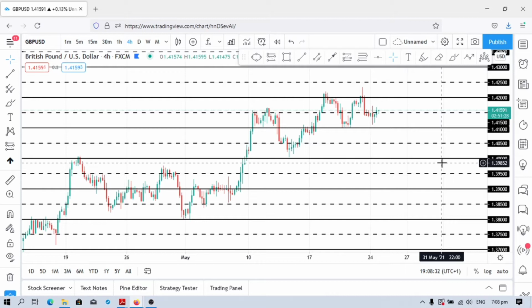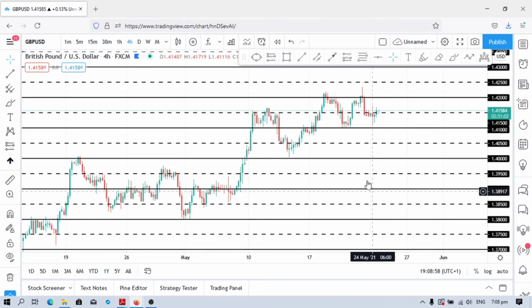Sometimes these levels work, sometimes they don't work, and so this level should be used in conjunction with other supporting indicators or technical analysis tools. You can use it in conjunction with price action, with candlestick patterns, with trend lines, or with technical indicators like the stochastic or RSI indicator.